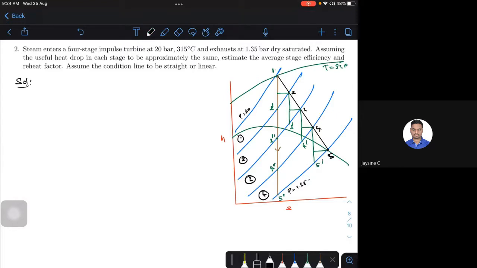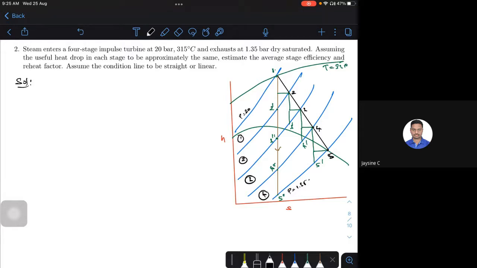That means each and every point has an individual isentropic. If I try to tell what is the isentropic expansion, a complete single-stage expansion is from 1 to 5 double dash. And at each stage, 1 to 2 is actual, 1 to 2 dash is isentropic. Then 2 to 3 dash is isentropic, 2 to 3 is actual. 3 to 4 is actual, 3 to 4 dash is isentropic. 4 to 5 dash is isentropic, 4 to 5 is actual. All are between the pressure lines of 20 bar and 1.35 bar.